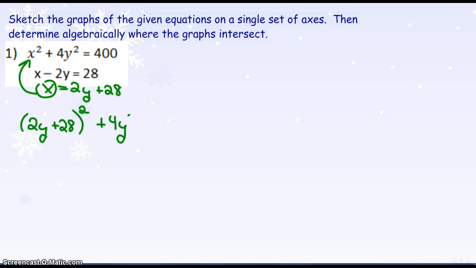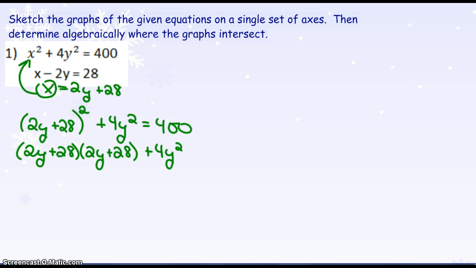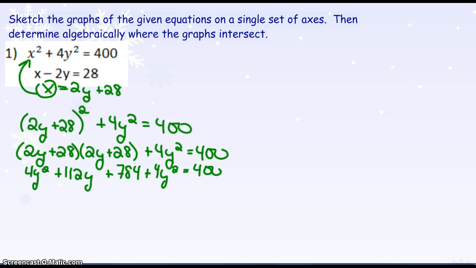Plus 4y squared equals the 400. I'm going to write this out as two binomials. And then I'm going to prepare to FOIL that, or double distribute. Sounds much fancier. So we'll have 4y squared plus 112y plus 784 plus the 4y squared equals 400.